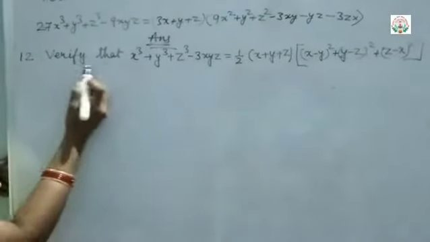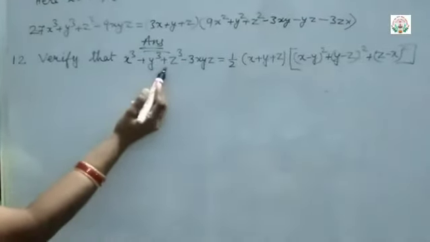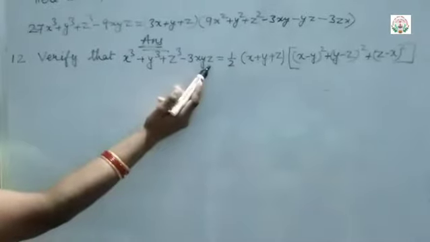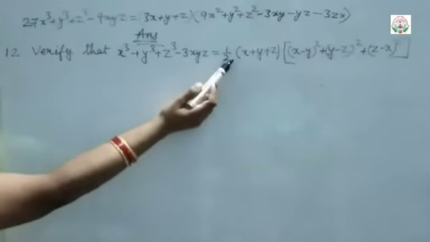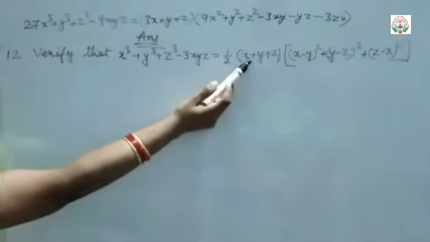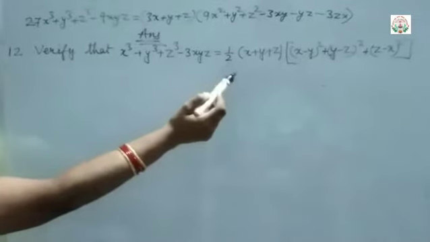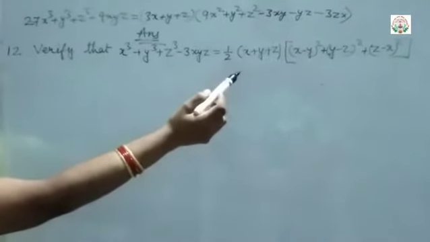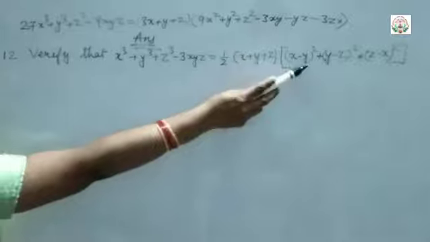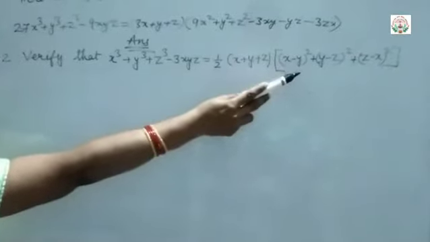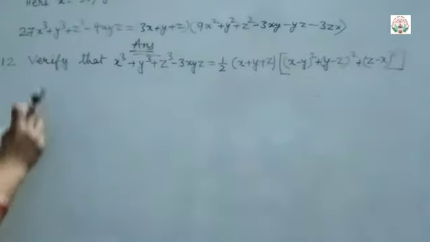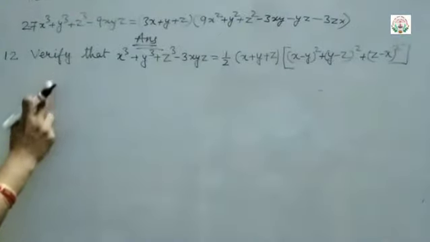Now, first question: verify that x cube plus y cube plus z cube minus 3xyz equals half into (x plus y plus z) within bracket, then again bracket begins (x minus y) whole square plus (y minus z) whole square plus (z minus x) whole square. Verify means you know that LHS and RHS must be the same.